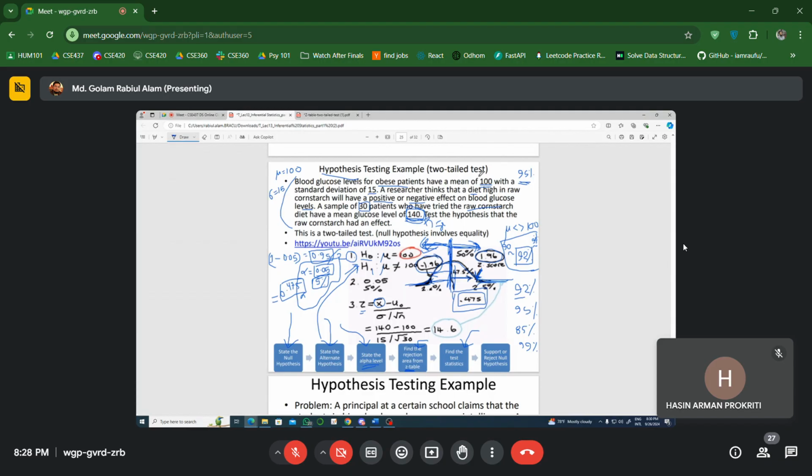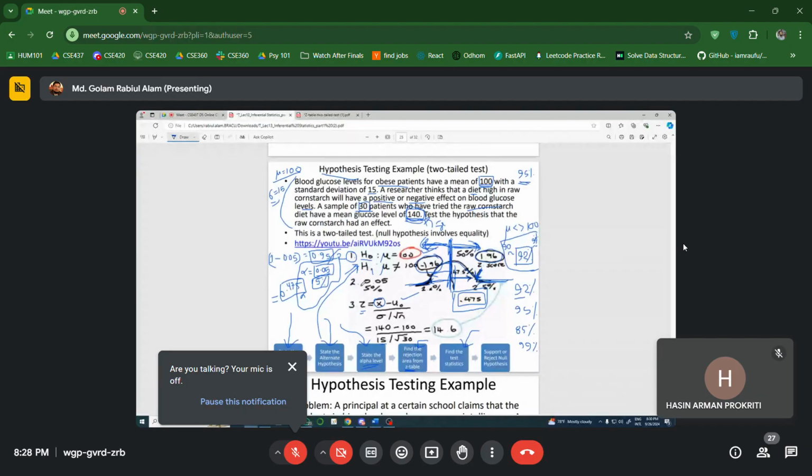And then mu 0 is the population mean, that means the existing mean. So our existing population mean is mu equal 100. Then sigma, we already know sigma is 15, so here we can use the sigma. And n is the number of samples. We have considered 30 patients. We have collected the data from the 30 patients, so n is 30.